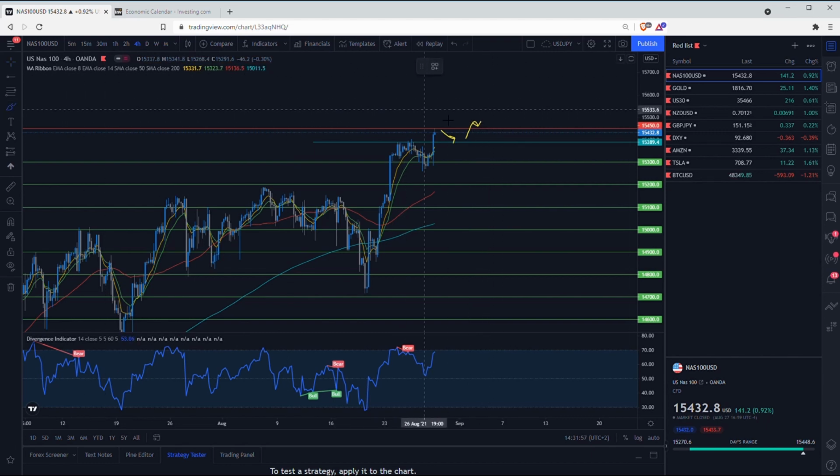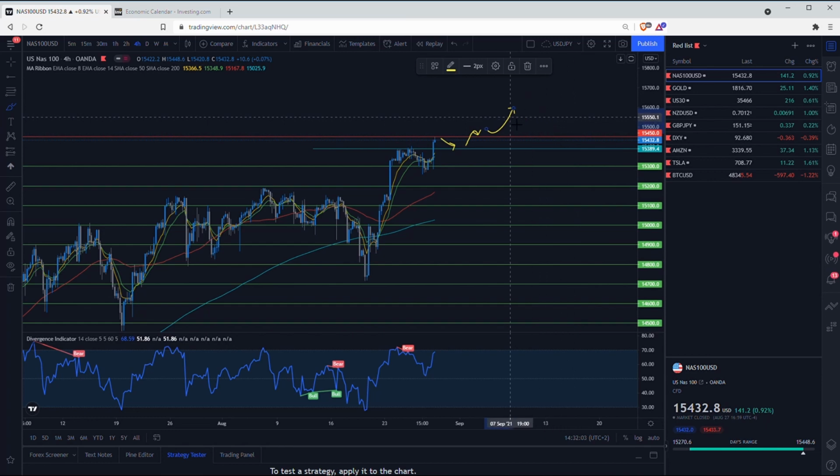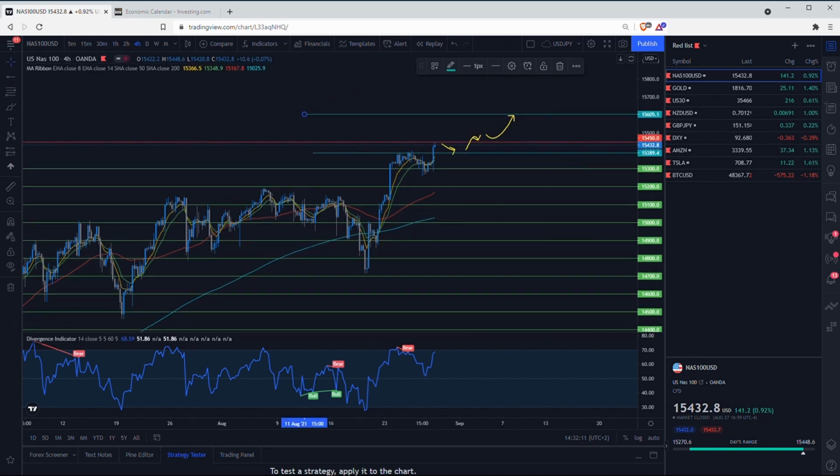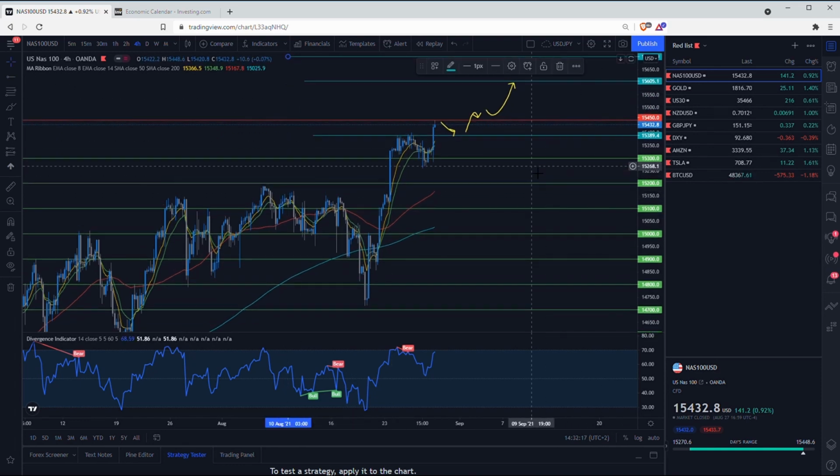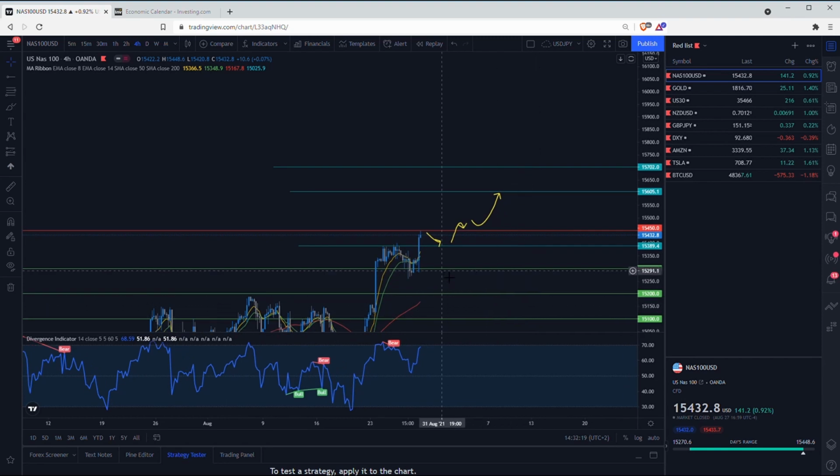Now, getting in from here means you're actually more in the clear to shoot up. What your targets would look like is first and foremost 15,600. That's something I've been targeting for the past month, right? So 15,600 would be your first one, then 15,700 would be your second one. Now, guys, this can take extremely long. The thing with this is you need to have patience. It's as simple as that.